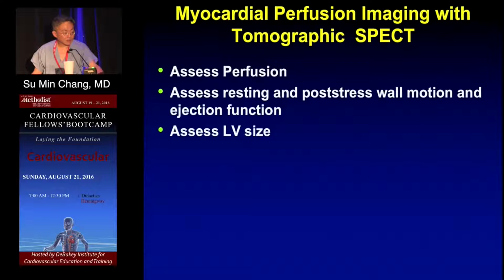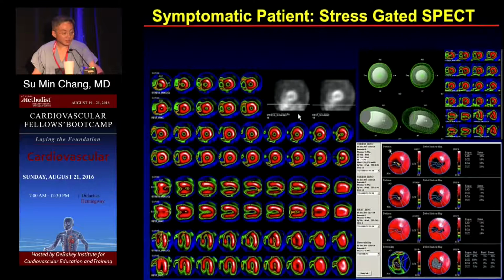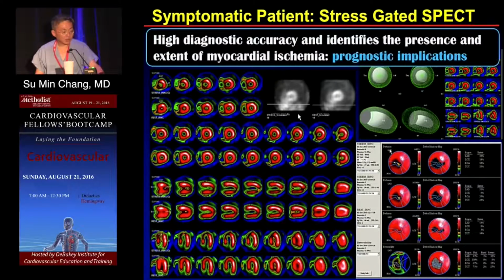Besides perfusion, we also can assess the wall motion, ejection fraction and LV size. As you can see here, this is a typical display, the information that the nuclear cardiology study can show you. On the left-hand side, the perfusion. And the right-hand side can give you the polar map, the perfusion defect size in terms of percentage of the ventricle, LV function, and wall motion.